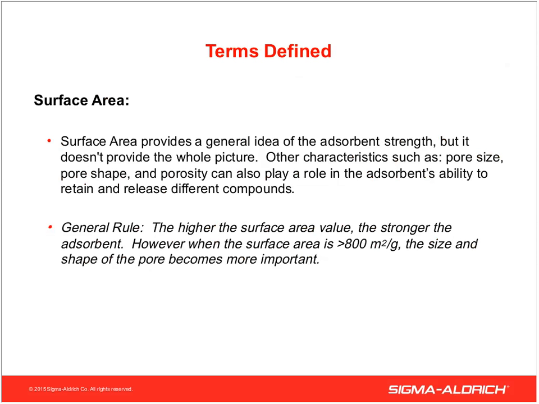As a general rule, the higher the surface area value, the stronger the adsorbent. However, when the surface area is greater than 800 meters squared per gram, the size and shape of the pore becomes more important. Another rule of thumb is that adsorbents with surface areas less than 200 meters squared per gram are good at trapping and releasing compounds that are a liquid at room temperature, and those with a surface area greater than 500 meters squared per gram are good to trap and release compounds that are a gas at room temperature.